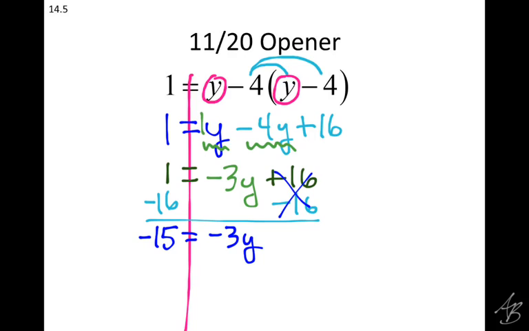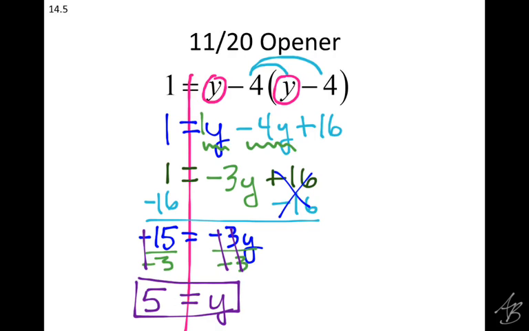Then what? Divide by negative 3 on each side. And on the right side, those negative 3s cancel, leaving y. On the left side, negative 15 divided by negative 3 is positive 5. All right, remember when we do a negative divided by a negative, those negatives essentially cancel each other out and we get a positive, so 15 divided by 3 is 5.